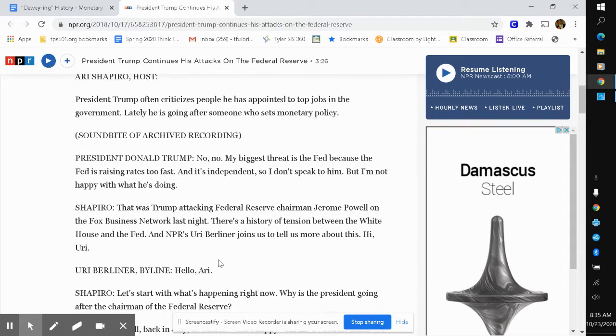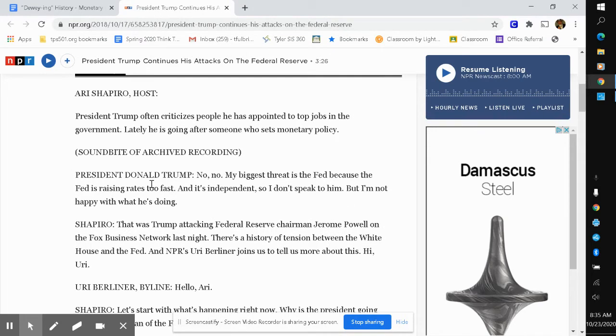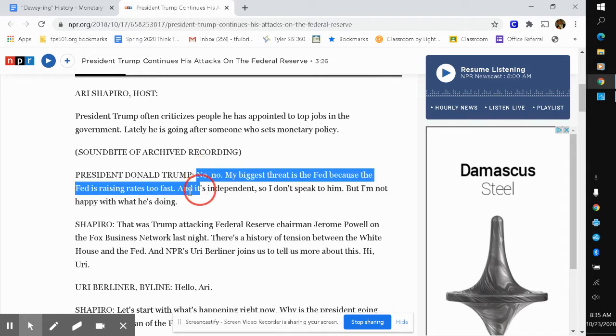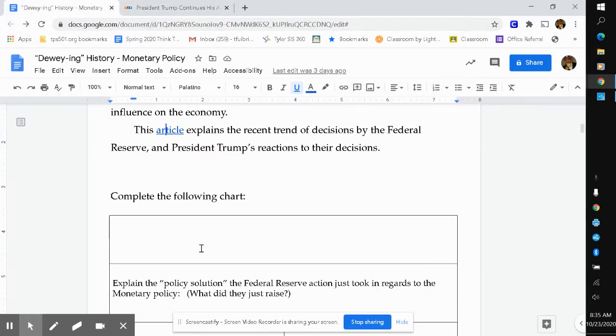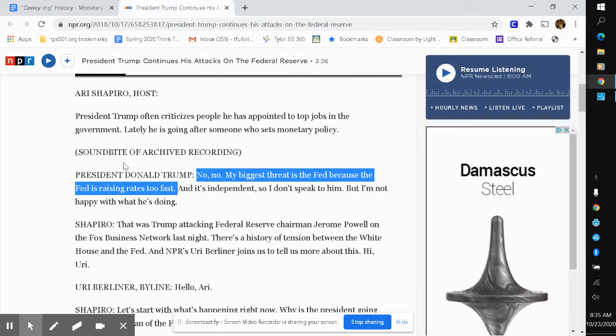So you listen to the article, and you're going to find out, right? Donald Trump says, no, my biggest threat is the Fed because the Fed is raising rates too fast. So what is it the Federal Reserve just did? They just raised the rates.